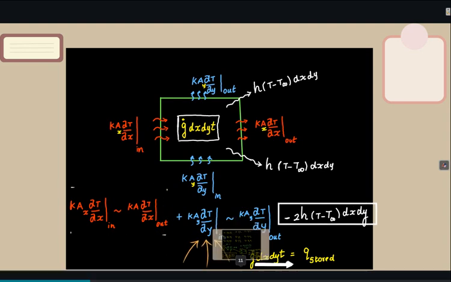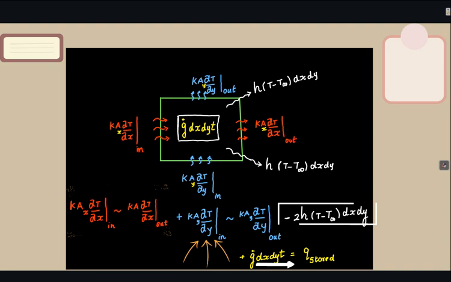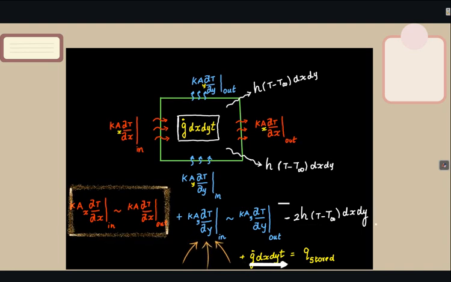So there is a quantity of heat, maybe there is a nuclear reaction. The quantity of heat that is stored is given by the expression G dot dx dy thickness. So that gives the quantity of heat that is stored. That is the mathematical equation.